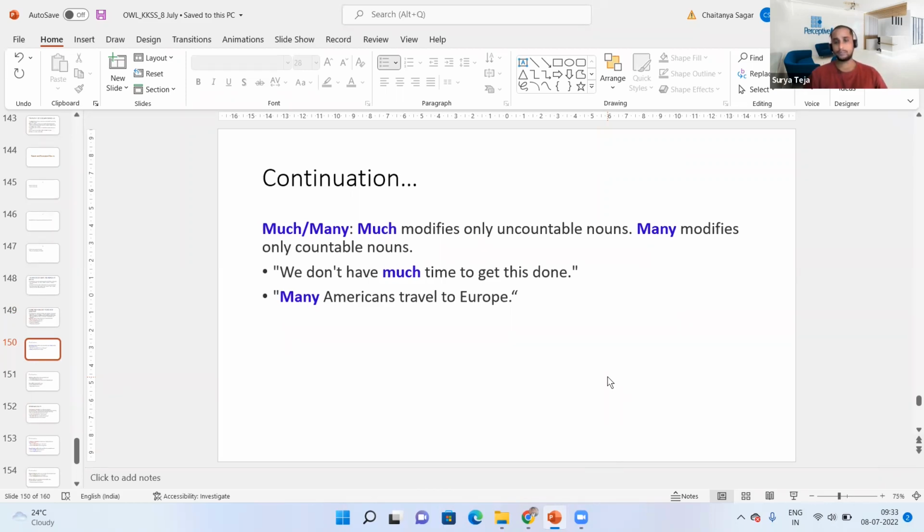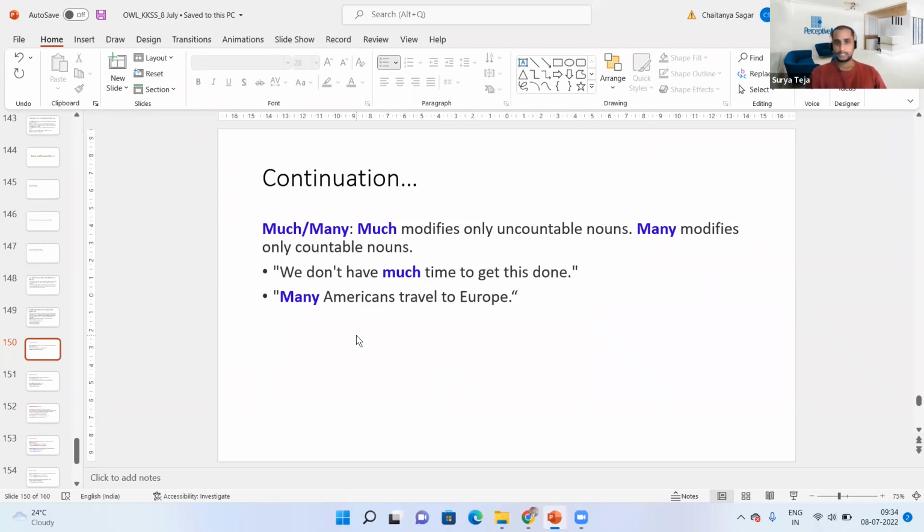But if we express the time in terms of units like hours, for example, I would say how many hours you have. If I say it with time not expressed in some unit, you would say how much time do you have. I won't say how many time. So basically time is an uncountable noun. If it is not expressed in units, you should say much. If time is expressed in units like hours or minutes, then many would come.